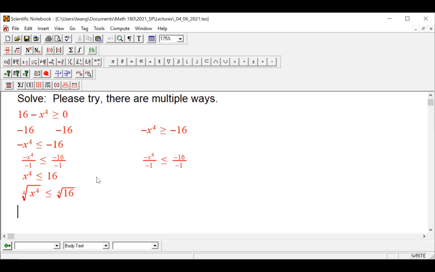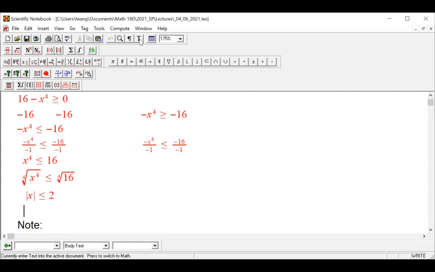Yeah, sorry. Only after he takes a fourth root, he will get the absolute value of x less than or equals to 2. So the answer would have been -2 less than or equals to x and less than or equals to 2. This would be the right answer. Okay? Do you follow me?